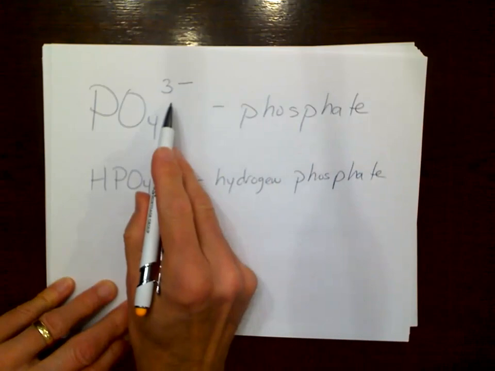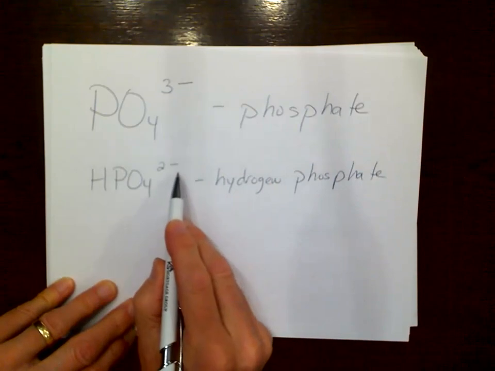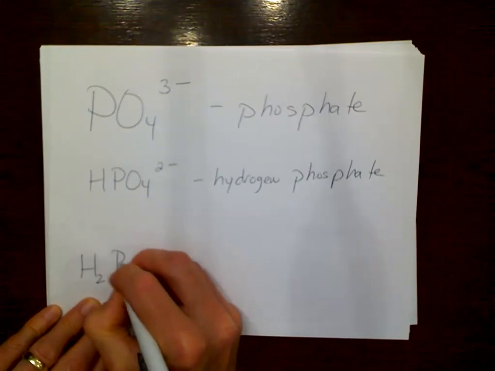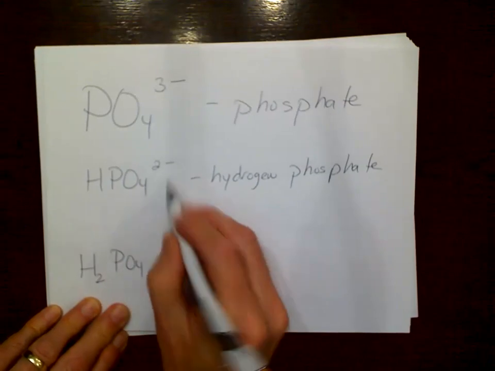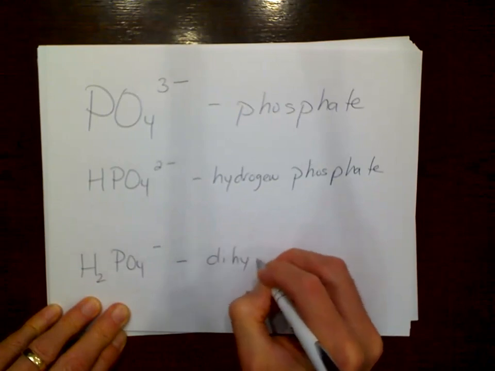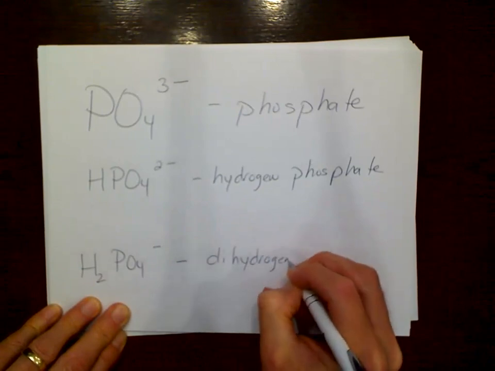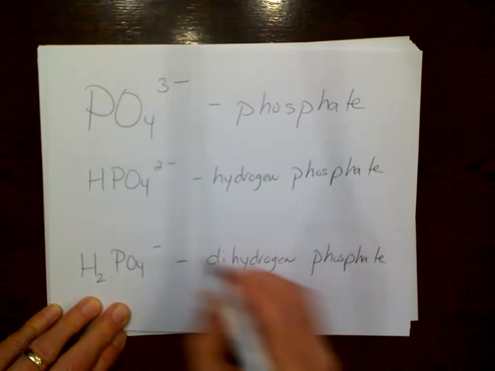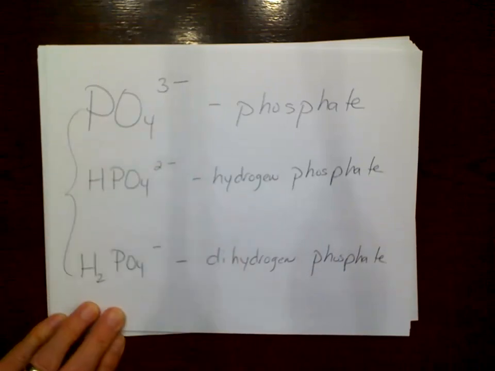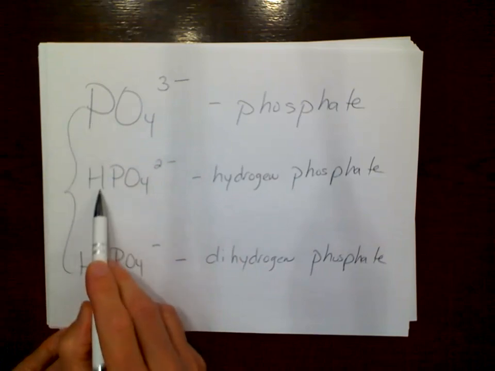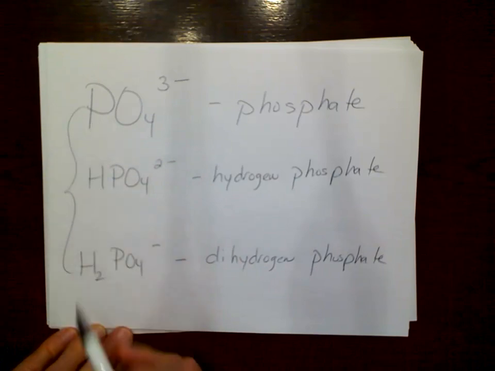But this can do this trick once more, right? We can add another proton to this, another H plus, and get H2PO4, and now this is going to go down to a -1, and we call this one dihydrogen phosphate. So there's sort of a triplet of phosphates in which the phosphate can gain either 1 or 2 protons.